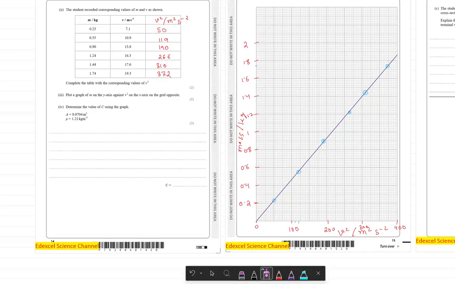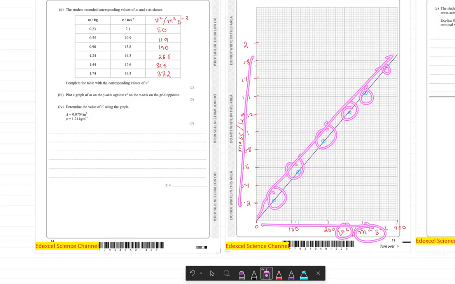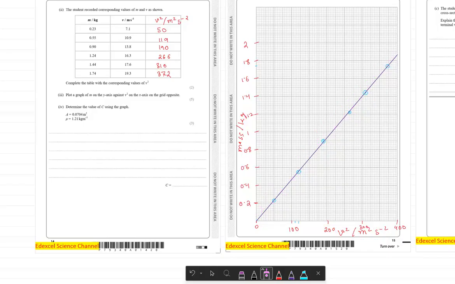So again, guys, what you have to do is write the quantities, the units, a sensible scaling, clear plotting, and then your line of best fit. If you do all of those correctly, then that will give you 5 out of 5. Now, question number 4.